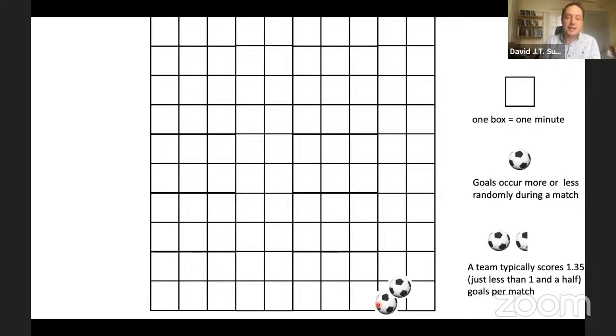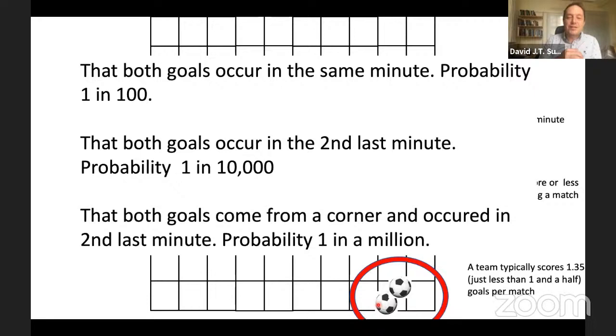You can, of course, go in the other extreme. I did this because I thought it was fun. That both goals occur in the same minute or within a minute of playing time of each other. But the probability of that is 1 in 100 because I've got 100 boxes that they occur. And if they both occur at the same time, there's a 1 in 100 chance of that. And then that both occur in the second last minute, well, that's a 1 in 10,000 chance because you then specify specifically which minute you want to have. You can actually go a little bit further and you can say, well, what if they actually both came from a corner? And then you start to get down to like, this is a 1 in 1,000,000 chance.